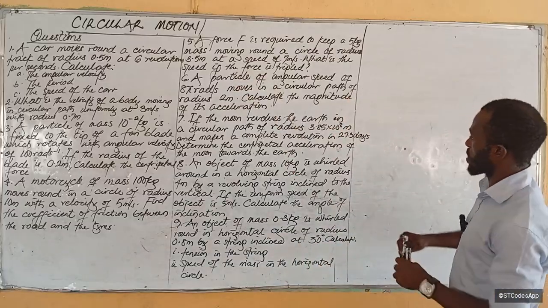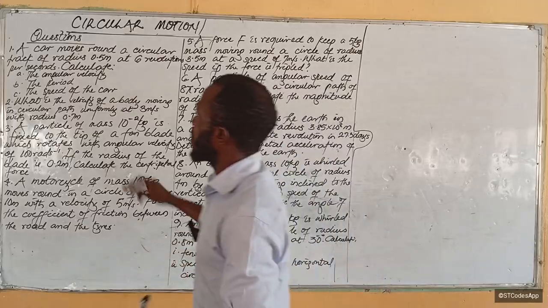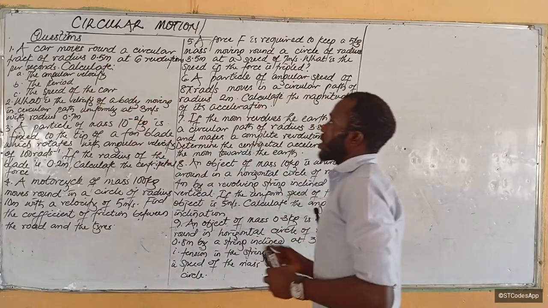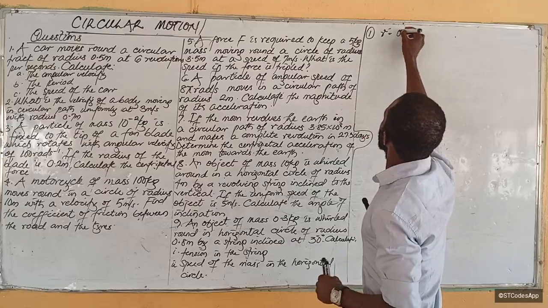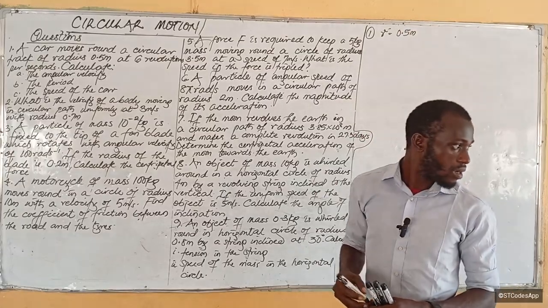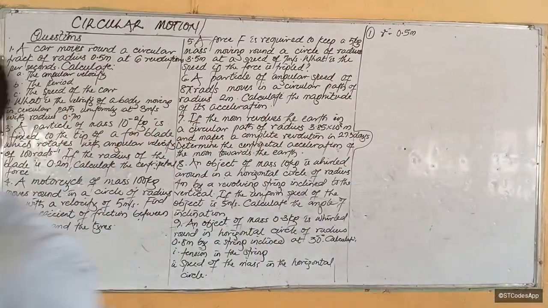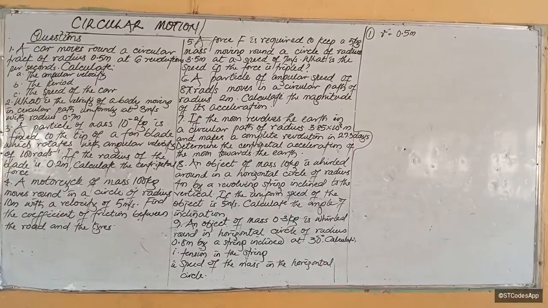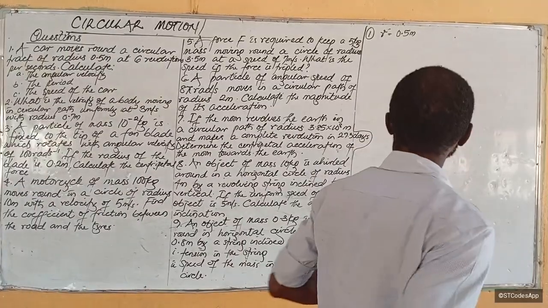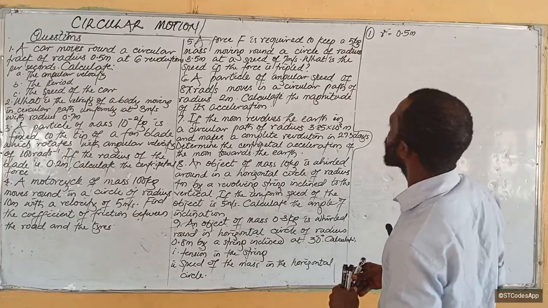So you would have to be writing with me as I'm writing, so I'll maybe pause because I have only this place to solve. A car moves round in a circular track of radius, question 1, the radius of the track is 0.5 meters, at 6 revolutions per second.